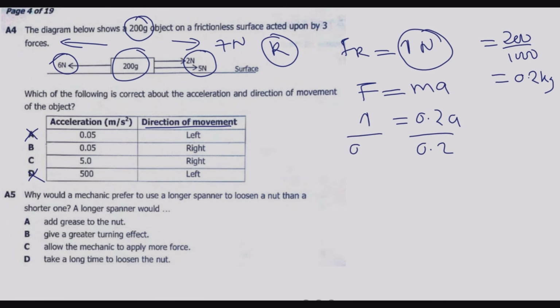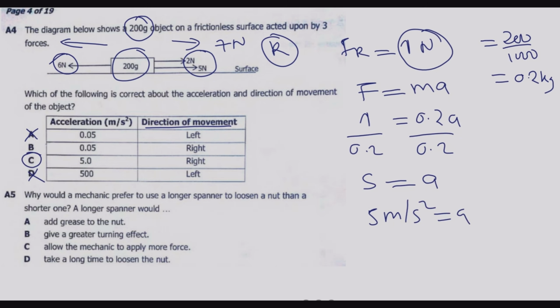Then again this is 0.2. So we end up with 5. So 5 is equal to A. Then what is A? Is acceleration. So it's 5 meters per second square as acceleration. So if you check from there, you see that C is the best answer.